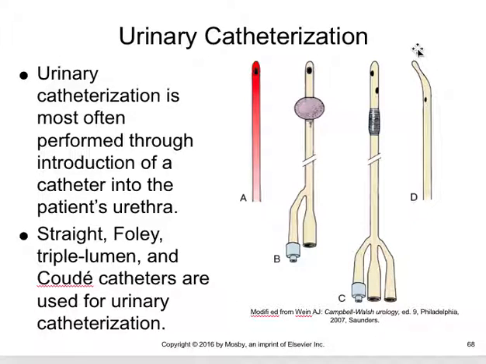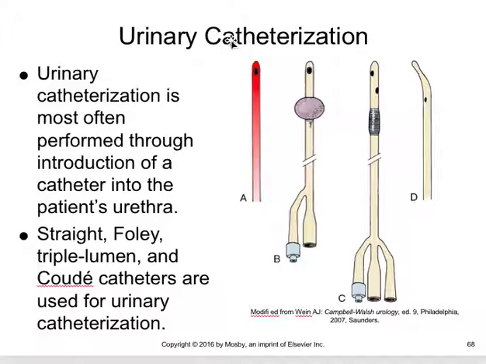This is a coude. This would be used for someone who has scar tissue and things like that, where it may be difficult to get through. It's more of a hardened tip, and that's called a coude catheter.